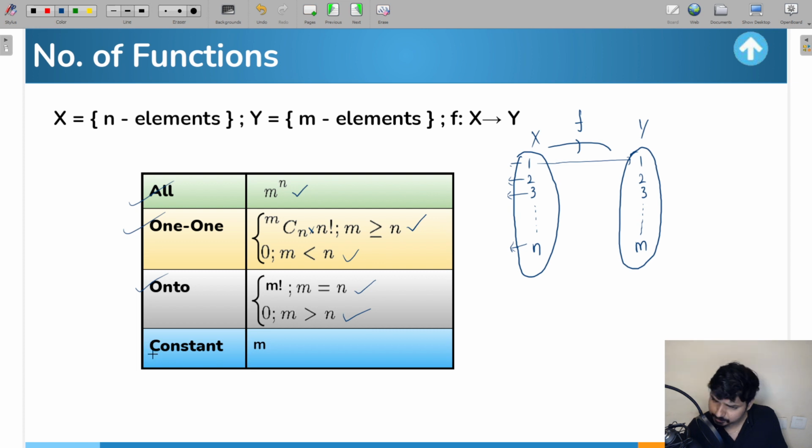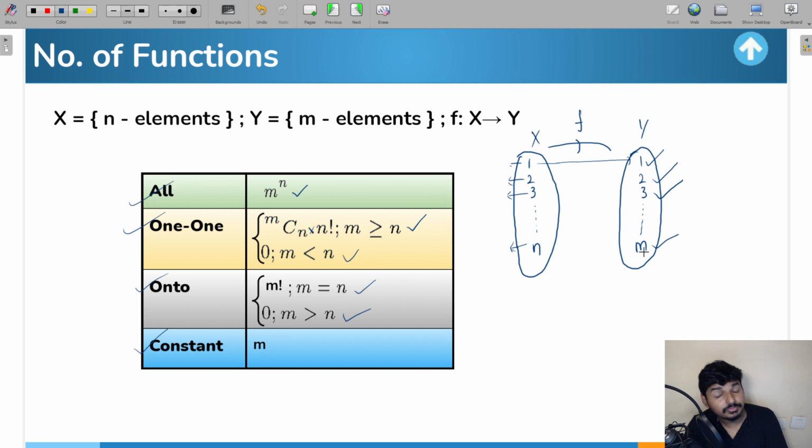And finally, if you want to calculate the constant functions, what does a constant function mean? Whatever might be the input, the output is always going to be the same. That is the constant function. Now, if you see here, guys, if you take the input as either 1, 2, 3, or any number, the output can be either 1, or it can be 2, or it can be 3, or it can be m. I mean 1, 2, 3, 4. It can be any of those m elements.